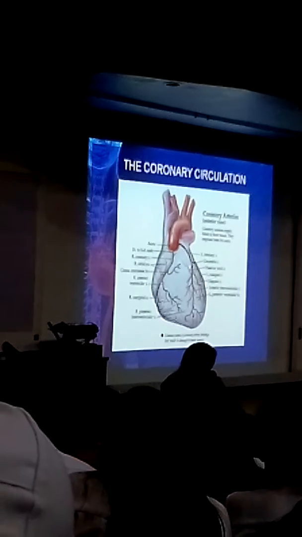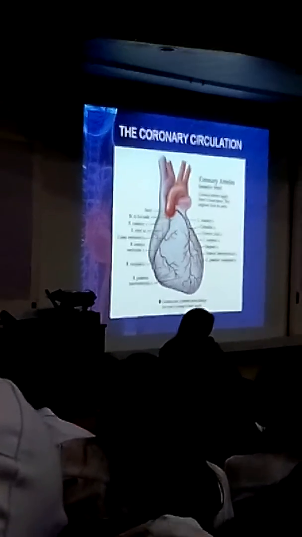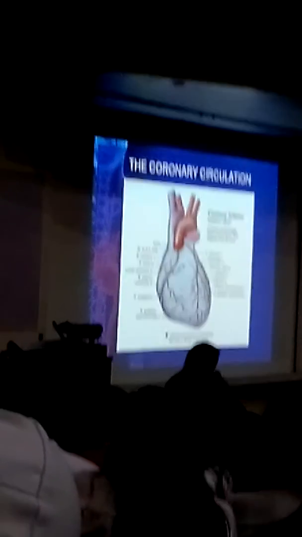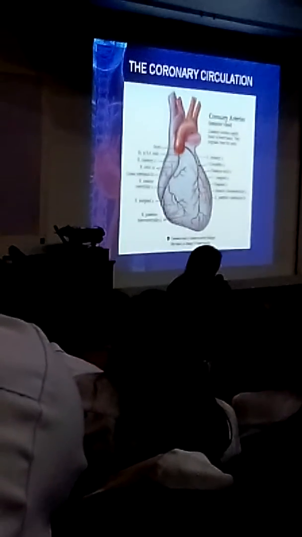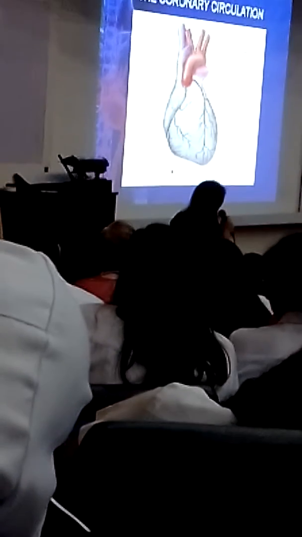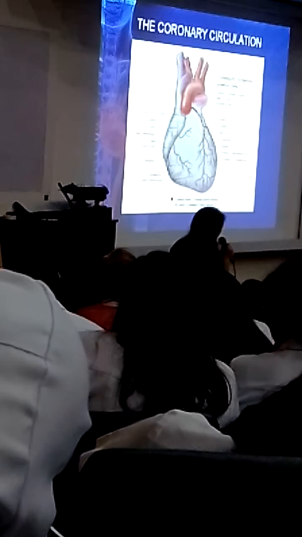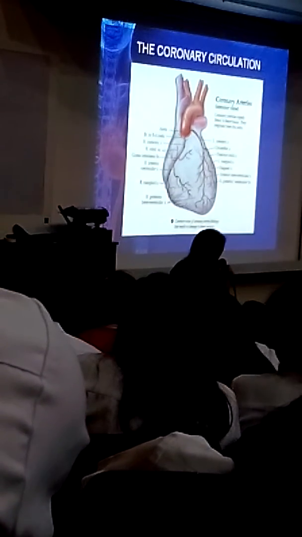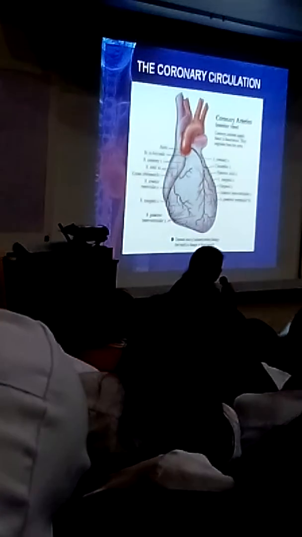Aside from that, it also gives off a branch, a diagonal artery, which descends towards the anterior surface of the left heart. The left circumflex artery continues to follow the coronary sulcus towards the posterior surface of the heart. And the left marginal artery, which is a branch of the circumflex artery, supplies the left ventricle.